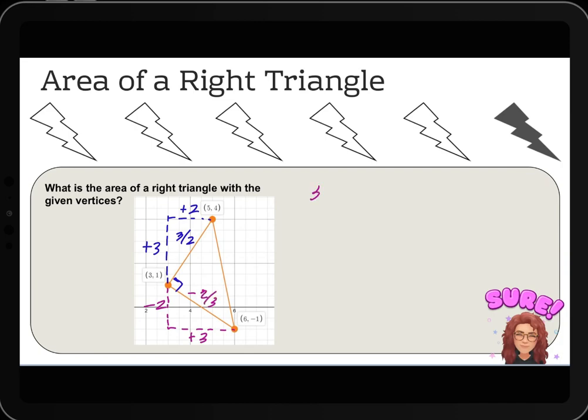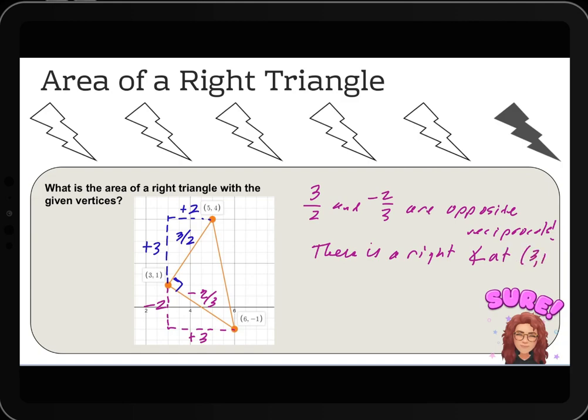The point that we're trying to get at is 3/2 and -2/3 are opposite reciprocals. Because they're opposite reciprocals of each other, we know that the sides are perpendicular. And so the right angle has to be located at 3:1. So there is a right angle at 3:1. Now, why is that important? Well, the reason it's important is what we're about to look at now.